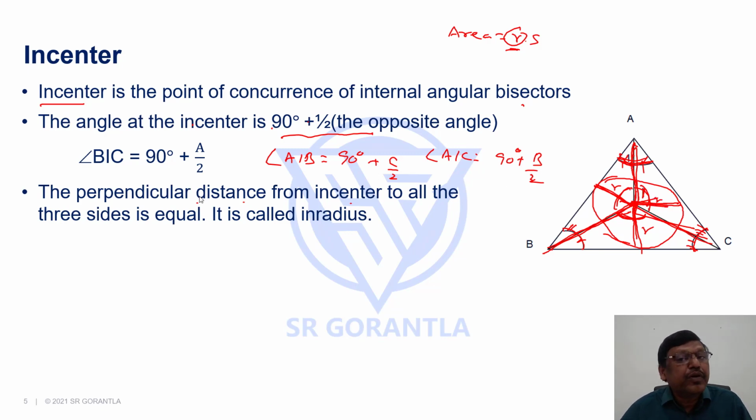Why it is perpendicular distance means, this is the radius of this circle. For this circle, this is the radius. This particular line, that is AB, is tangent. So the angle between radius and tangent is 90 degrees. When we come to circles session, we will discuss this point in detail, right? So the perpendicular distance from incenter to all the three sides is equal. It is called inradius, right? So this is about incenter.